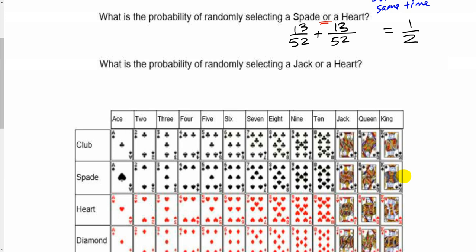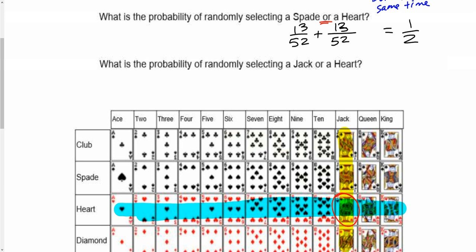What's the probability of randomly selecting a jack or a heart? So let's highlight. Where's my jacks? Jacks are right here. And then we've got hearts. Here's my hearts. Do you see what I mean about double counting? How many cards got double counted? There's one card that got double counted. It's where the overlap occurs. This card is the double counted card. So right away that tells you it's not mutually exclusive anymore.